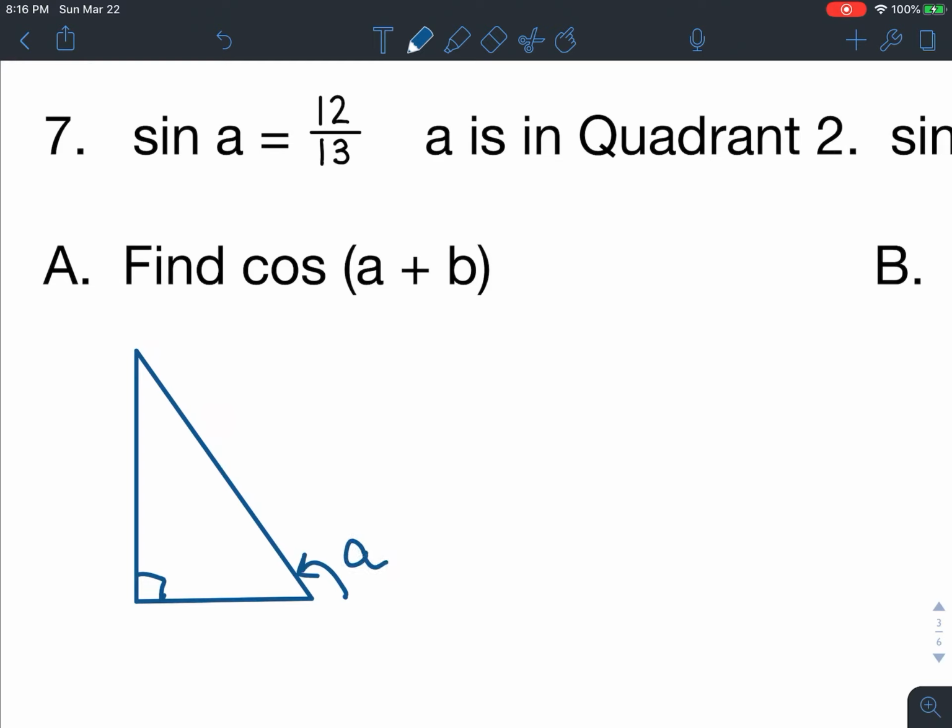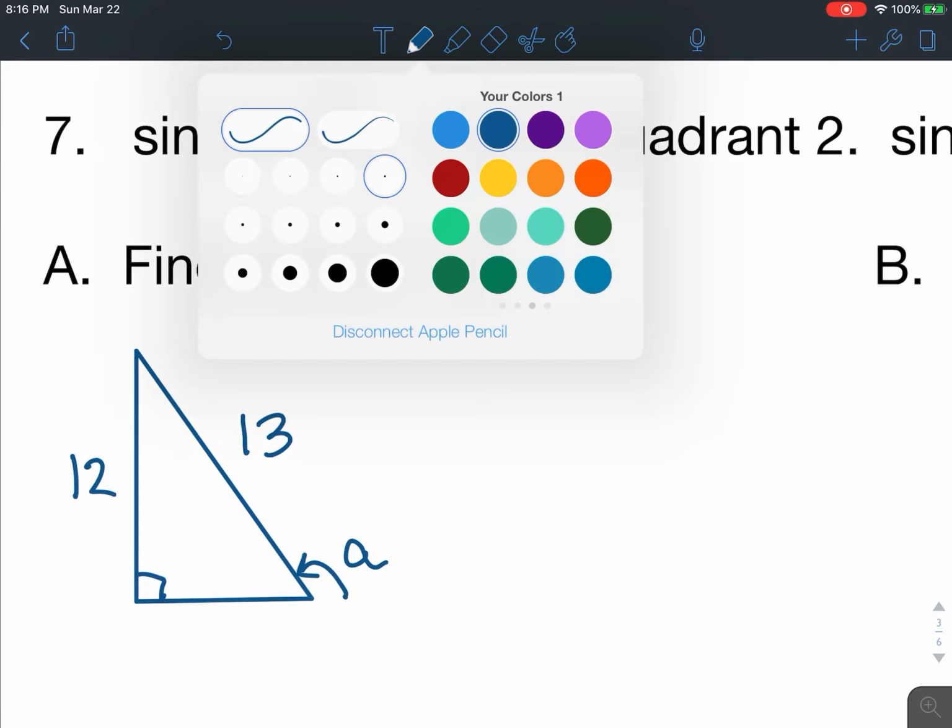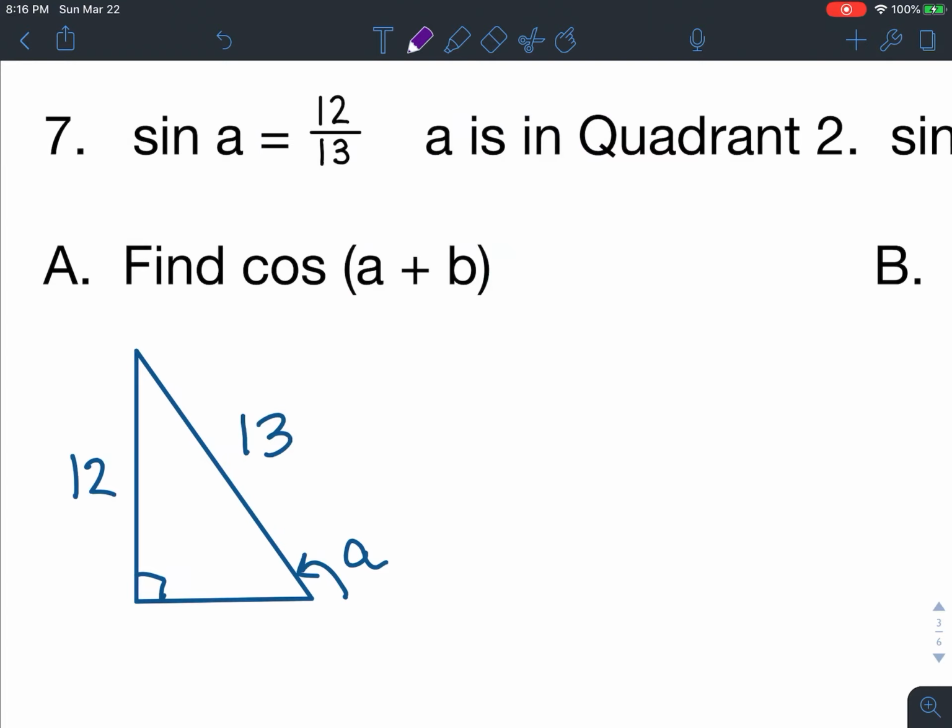So this is angle A, and the sine of angle A is 12 over 13, so opposite over hypotenuse. And that's going to make the adjacent side 5, but it is going to the left, so this is going to be -5. Or you can think about that it's in quadrant 2. But if you were to imagine an XY axis here, -5 is to the left.